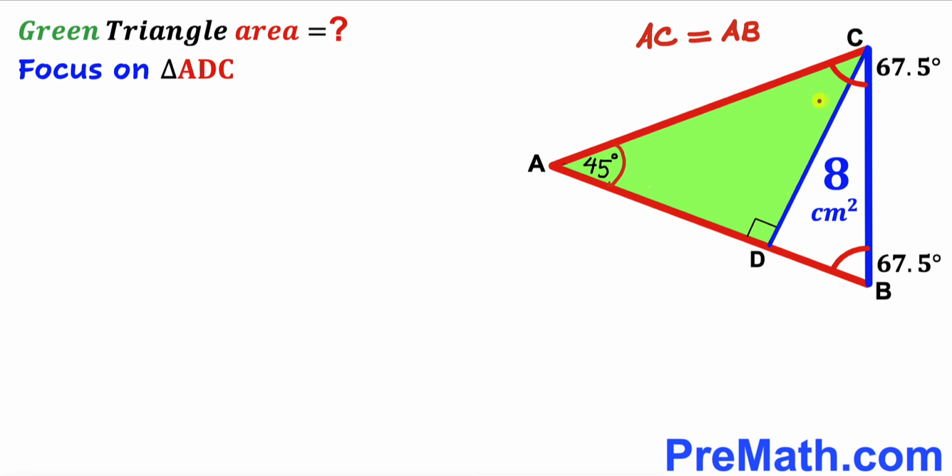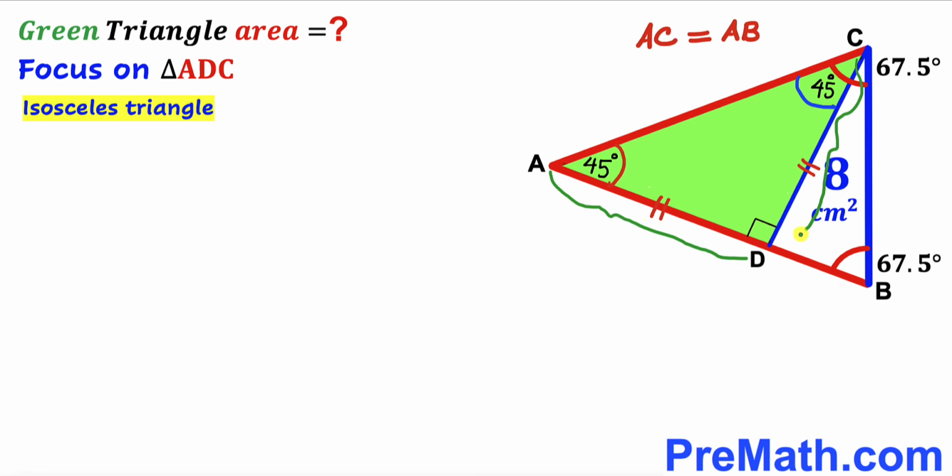And now we are going to focus on this green right triangle ADC. We can see this angle is 45 degrees, this angle is our 90 degrees angle. So therefore this angle has got to be our 45 degrees angle as well. So we conclude that this triangle ADC is an isosceles triangle as well, since this angle is 45 degrees and likewise this angle is 45 degrees as well. So we conclude that this side AD must be equal to this side CD.